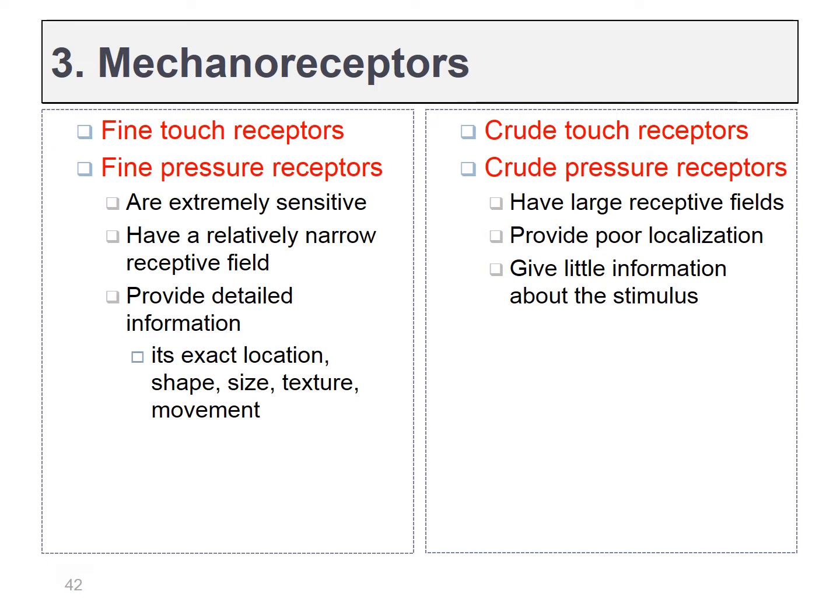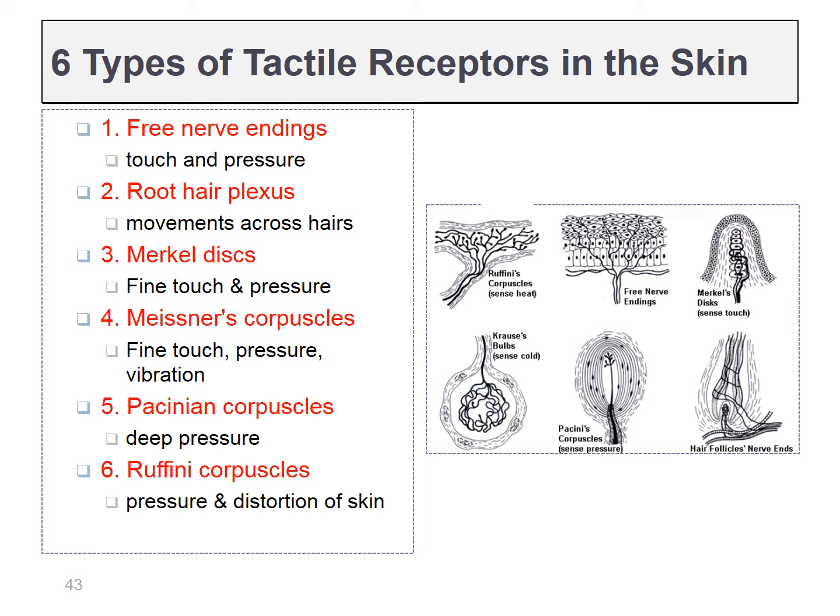Of the mechanoreceptors in the skin, there are fine touch, fine pressure, crude touch, and crude pressure receptors that give us different types of touch information. These can be further characterized by their shape and the people that discovered them and named these neurons after themselves, like the Ruffini corpuscles and Merkel discs. I'm not going to spend much time on this. This is something that you might have done in the lab section had I thought it was important.